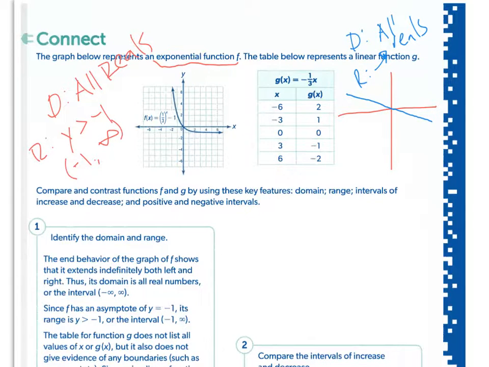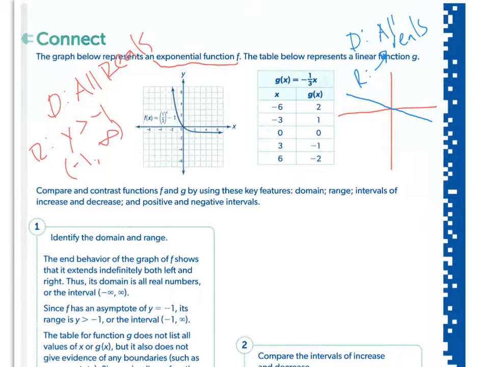Intervals of increasing and decreasing. So where is our function increasing? Where is our function decreasing? Remember, you read it from left to right. I don't just start at the origin and go left and then start at the origin and go right. We read it left to right.